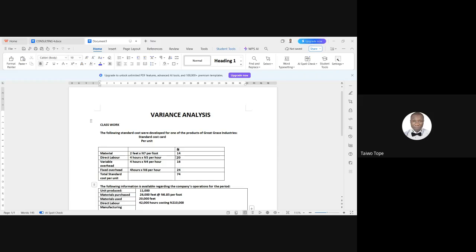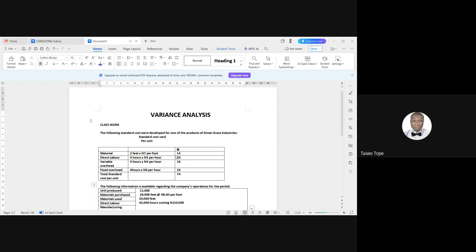So this fixed production overhead variance, you can calculate the total fixed production overhead variance. And just as we've said, we can have the fixed overhead expenditure or budget variance, and you can have your fixed overhead volume variance. And I want to say that this volume variance can also be classified into capacity variance and efficiency variance.